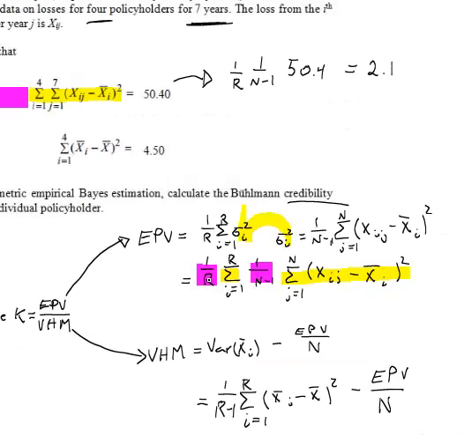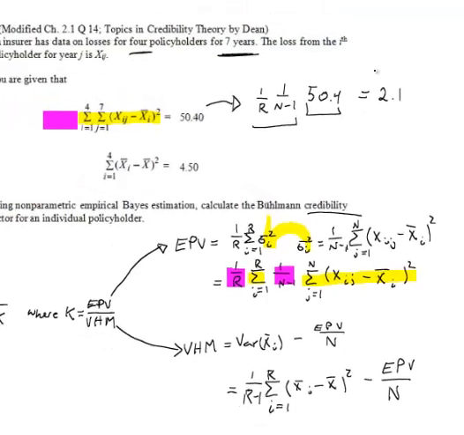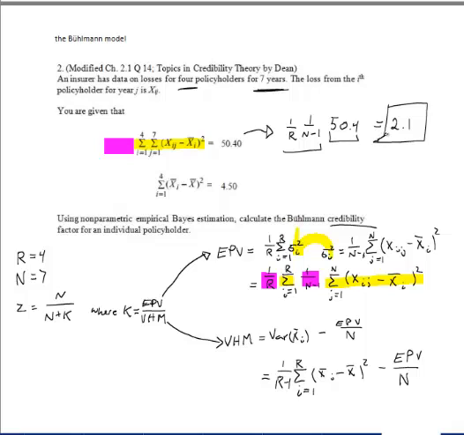So all we're really missing from right here is this and this. So if we plug in 4 for R and 7 for N, and we use these yellow values, the 50.4 which they gave us, and the values that we know right here, we get 2.1 as the EPV. Here we go, the EPV equals 2.1.